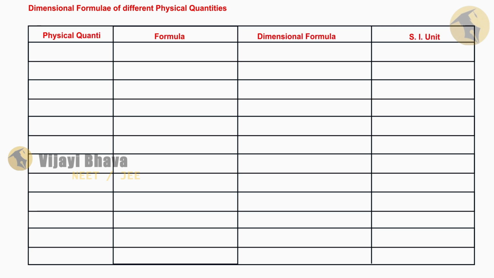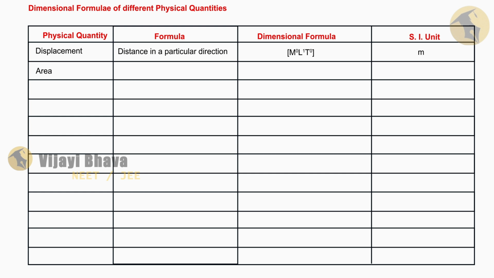Knowing these, now let us complete the task of learning dimensional formulae of different physical quantities. We start with displacement, the easiest one among all. Displacement is nothing but length, hence it can be written as L1.